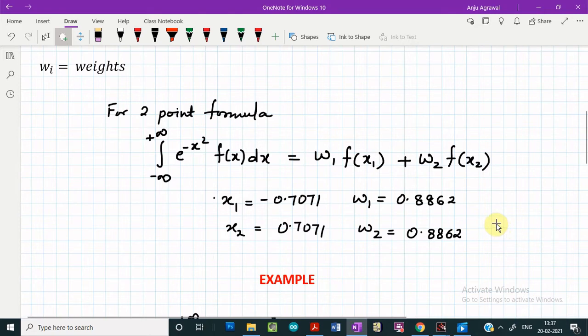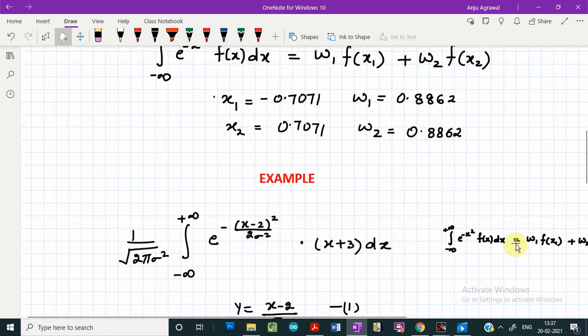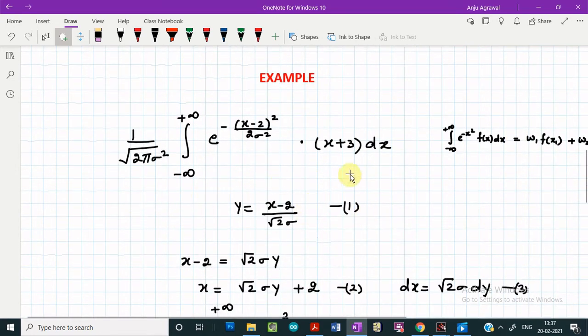Now let us try to understand how we can solve the integral using this quadrature method. So let us take an example. Suppose we have to solve this integral using the Hermite quadrature method. In order to use the Hermite quadrature method, we have to reduce this integral to this form. If I make use of this transformation, y equal to (x minus 2) by square root of 2 sigma, then this term can be written as exponent of minus y squared.